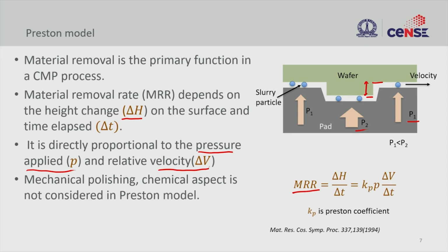So, the material removal rate depends on the velocity gradient that we have, the pressure we apply, and then there is a Preston coefficient or constant, right. This constant comes from the particle that we use, the type of pad we use, and other configurations, right. So, for all practical purposes, you can say that the removal rate depends on the pressure that we apply and also the velocity at which we move.